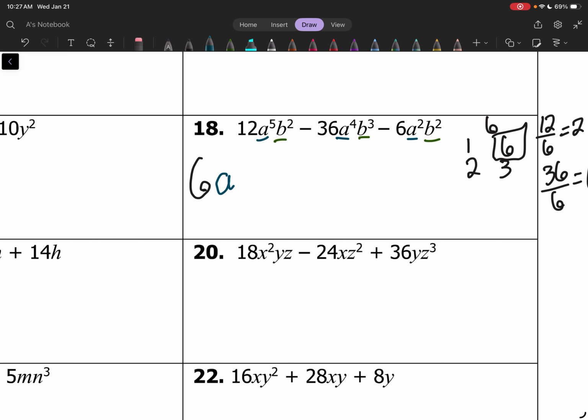Now, how many A's can I pull out? I'm going to look at the exponents. The lowest exponent is this 2. So I'm pulling out that A squared. Likewise, for the B's, it is in all 3 terms. The lowest exponent is 2.